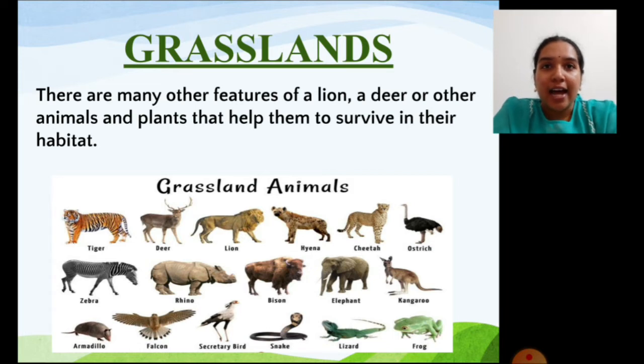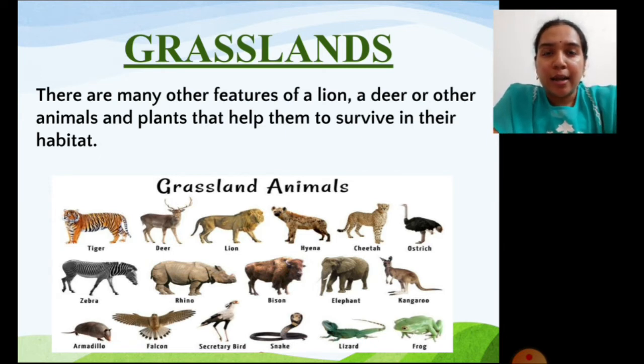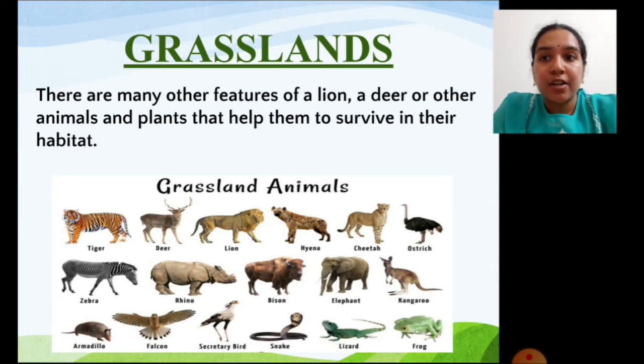Grasslands are areas which are usually found in remote land areas and along with a forest. There are a number of species that live in these areas, and some of the animals found in grassland areas are a tiger, a hyena, a cheetah, ostrich, zebra, rhinoceros, bison, elephant, kangaroo, falcon, snakes, lizards, etc. that also habitat in the grasslands.